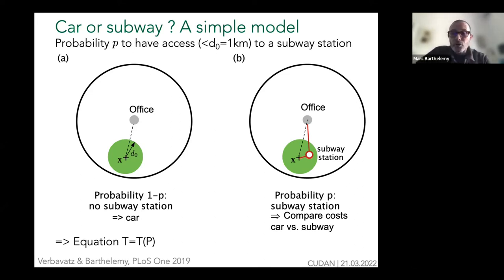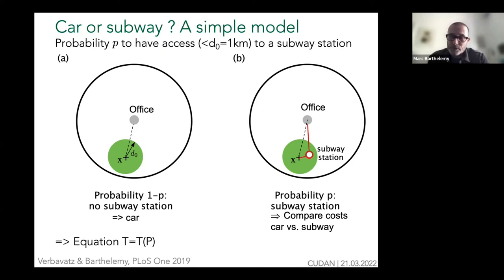I won't show you the calculation, it's quite simple, but let me just give you the argument. On the left, at the location X of the home, there is no subway station in the neighborhood. This is with probability one minus P. Then there's no discussion, you take your car. There's no other means. On the right, there's a subway station in the vicinity of your home. This happens with a certain probability P. And then in this case, you can either take the car or the subway. And you have to make some mode choice.